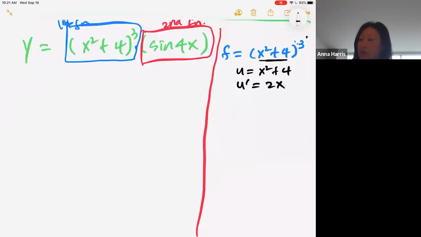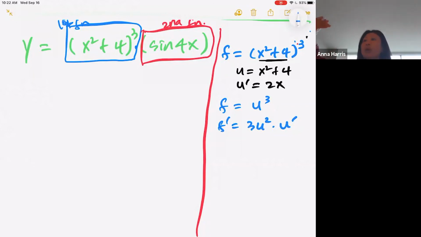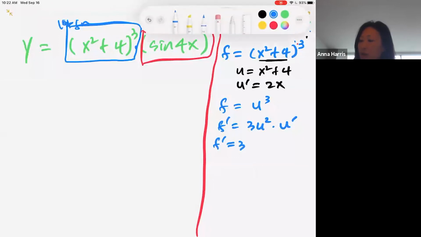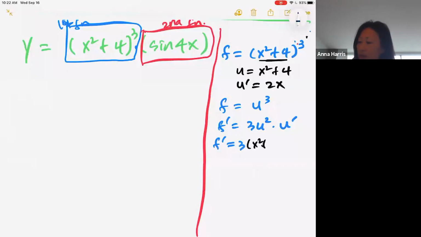Okay, then you're gonna say, let me rewrite my f. My f is actually u to the what? Third power. So f prime is equal to 3u squared and then what? U prime. Are you following me? So I'm reviewing yesterday's lesson and combining it with today's lesson. All right, so then f prime is simply equal to 3, I plug in my x for my u and all that. So I have x squared plus 4, squared, times 2x. That's my f prime.